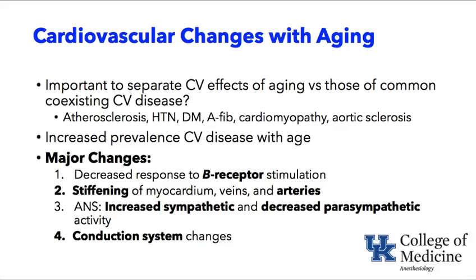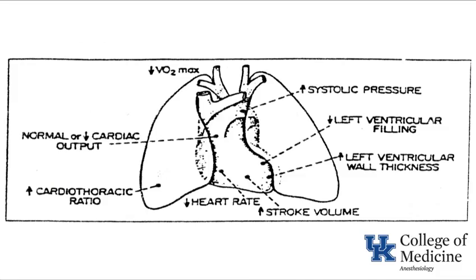The autonomic nervous system responds with increasing norepinephrine levels circulating in an elderly patient, and actually heart rate, resting heart rate that is, tends to decrease, and maximal heart rate definitely decreases with time. And there are some conduction changes in the heart itself.